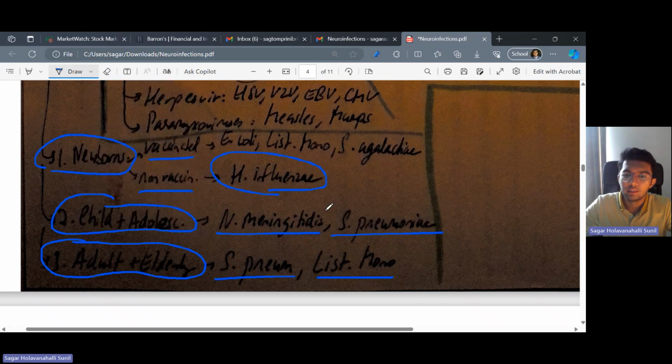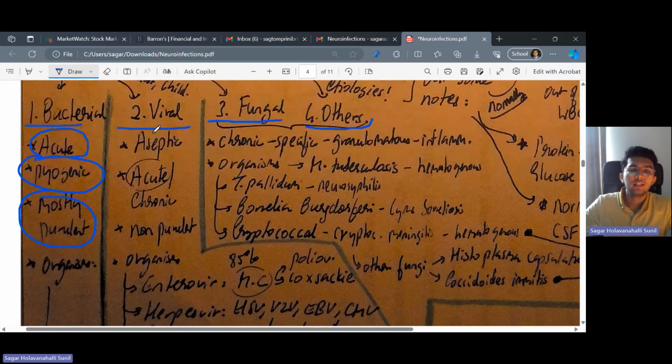Always remember Streptococcus pneumoniae. Always remember Neisseria meningitidis because the name itself suggests. Always remember E. coli because it's very common. Remember Listeria monocytogenes because it's in newborns and in adults and elderly. Okay, so that's that. Then comes viral.